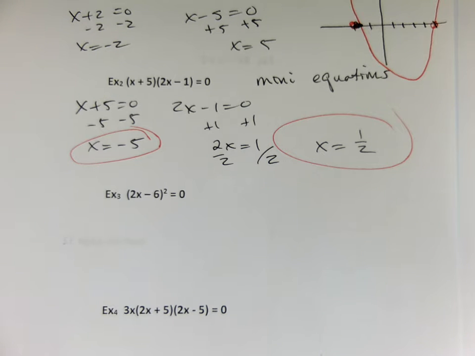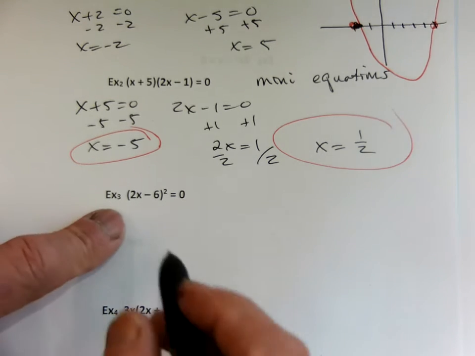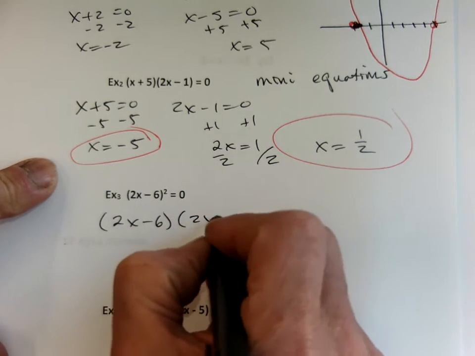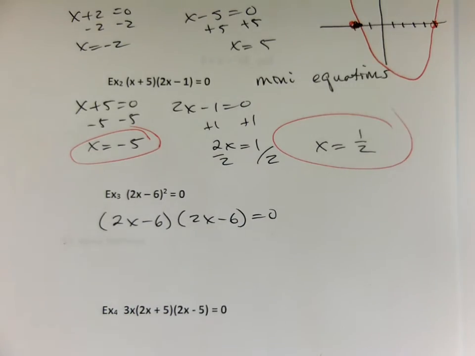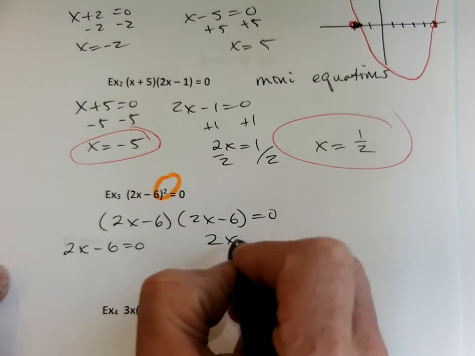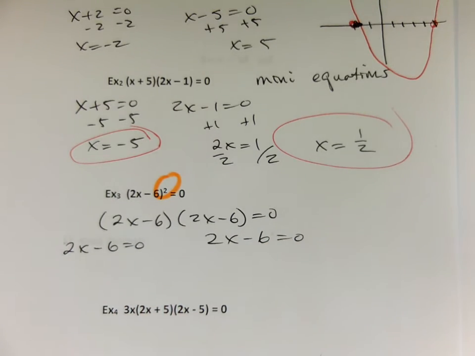Okay, now, example 3 is the same thing, but there really are two mini equations, because I'm going to rewrite this like this. And I wrote it like that because of the squared, right? Something squared means something times itself. I will get two answers, but the two answers will be the same thing twice, okay? So I have mini equations. It's factored. Let's solve it. So I'm going to take my 2x minus 6 equals 0 and my other 2x minus 6 equals 0. Now we really only need to solve for one of them. You guys agree with that? Because it's really the same answer twice.